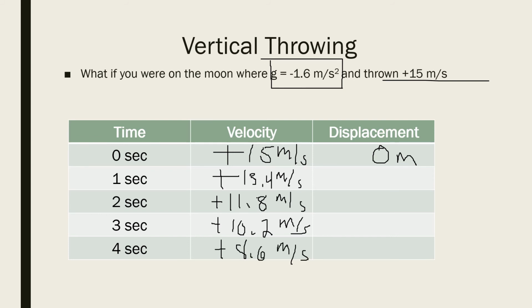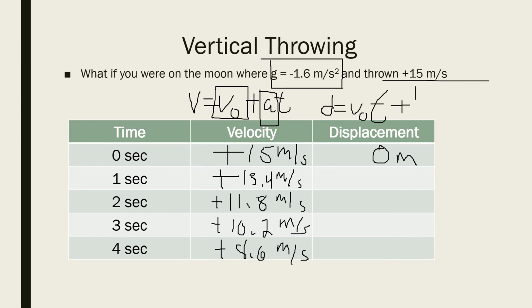And again, for those of you who really like the equations, that's great. And this time, the V0 will always be 15. The A will always be negative 1.6. The only thing you change is the time. What about the displacement? Displacement's a bit tricky. Not really. Got to use this equation, sure. But we know how it works now.